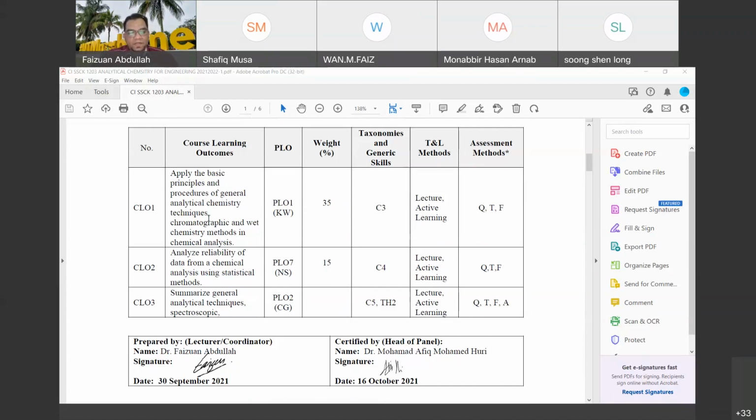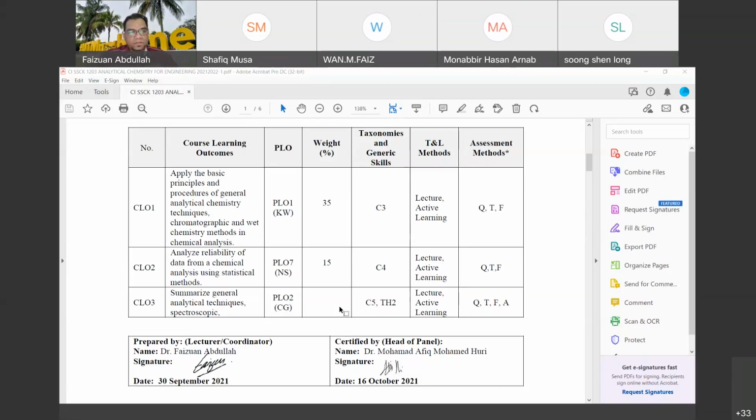And then the second learning outcome is to analyze the reliability of data from chemical analysis using statistical methods, meaning that we know that there are several techniques in analytical chemistry for determining the analytes in the sample. But how reliable is the data? So we learn data analysis. It's like the statistics that we have learned previously during your mathematics class, as well as your foundation class previously.